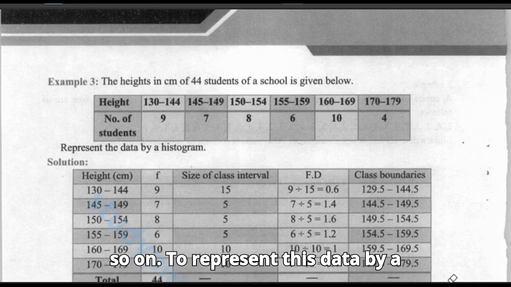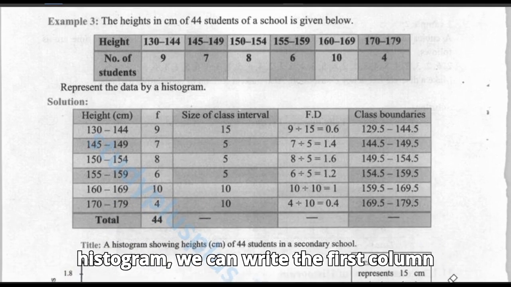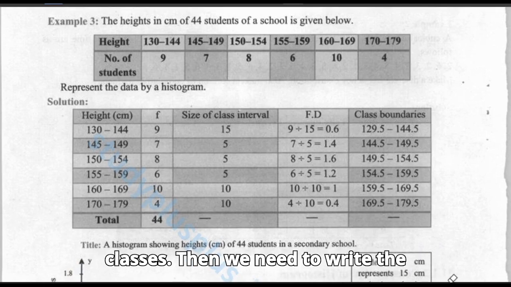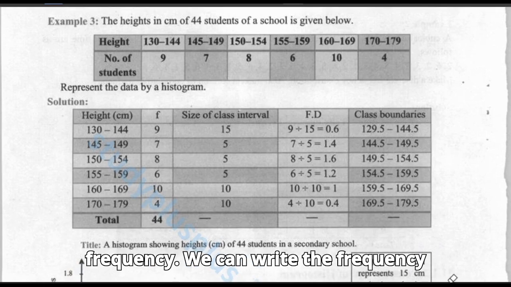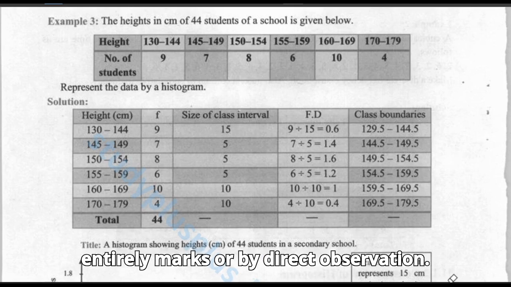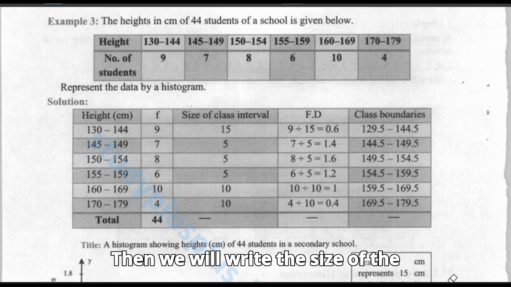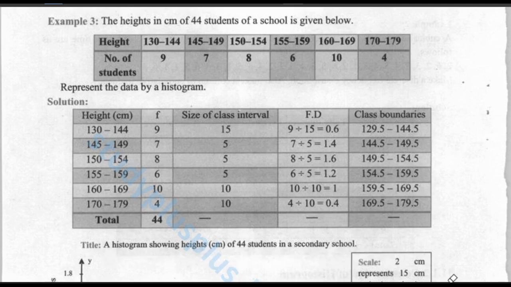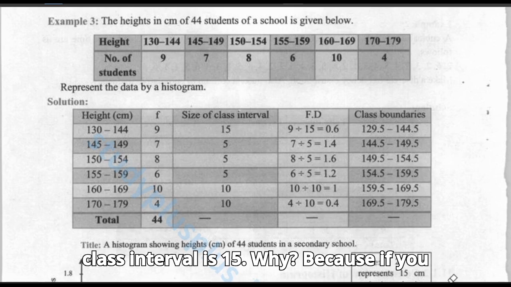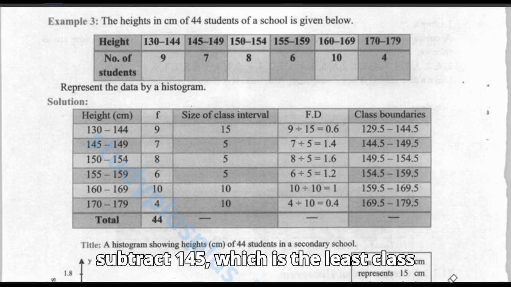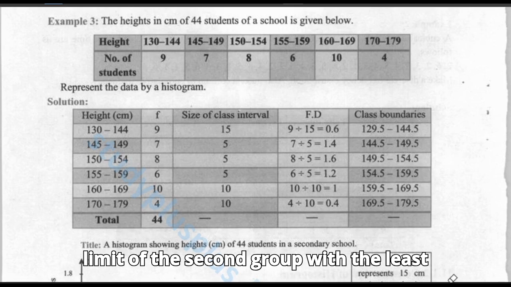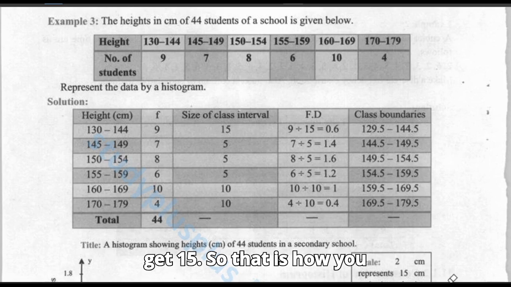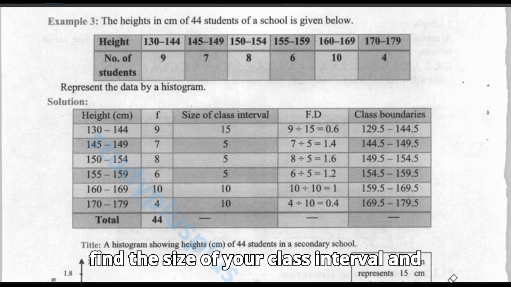To represent this data by a histogram, we can write the first column as our height in centimeters with our classes. Then we need to write the frequency. We can write the frequency in tally marks or by direct observation. Then we will write the size of the class interval. Here the size of the class interval is 15. Why? Because if you subtract 130, the least class limit of the first group, from 145, which is the least class limit of the second group, you get 15. So that is how you find the size of your class interval.